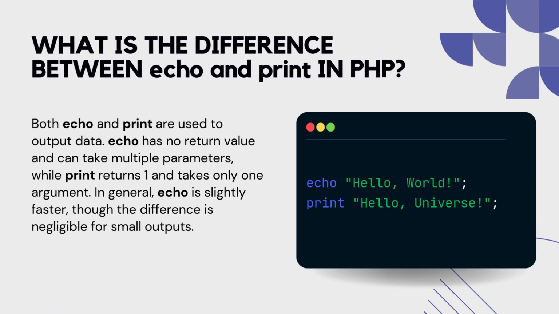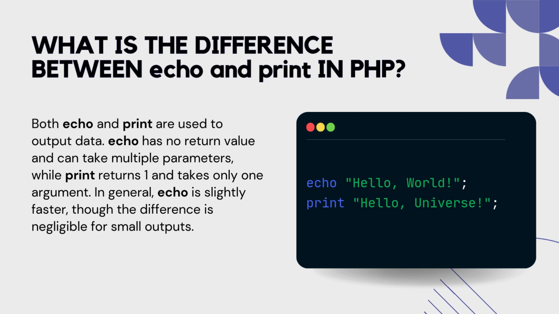What is the difference between echo and print in PHP? Both echo and print are used to output data. Echo has no return value and can take multiple parameters, while print returns one and takes only one argument. In general, echo is slightly faster, though the difference is negligible for small outputs.